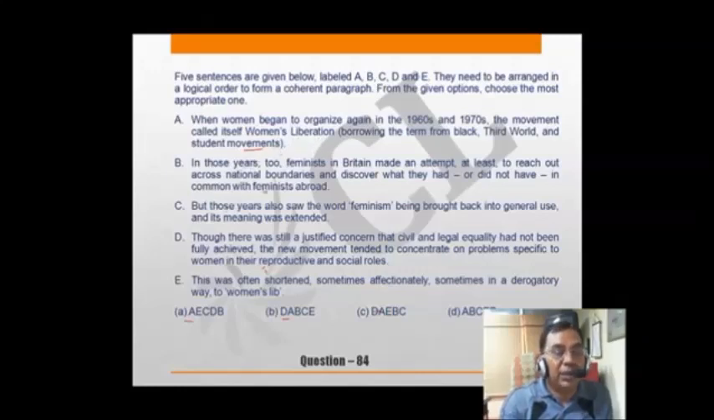When women began to, the movement called Women's Liberation, borrowing from black and student movements, taken as 60s. A, B. In those years too, the 60s and 70s, it refers to AE. This was also sometimes derogatory to women. This was called Women's Liberation, borrowing from black, third world, student movements, often shortened, sometimes AEC. C. But those years also saw the word feminism. In those years too. Okay. I'm going for AECDB.